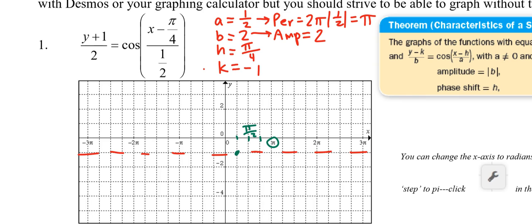This is our HK value. And that means this point is underneath the maximum. If our amplitude is 2, then that means the first real point on the graph is right there. Wait a second. Period is now being cut in half. That means 1, 2, 3, 4 blocks later, we should be starting over.